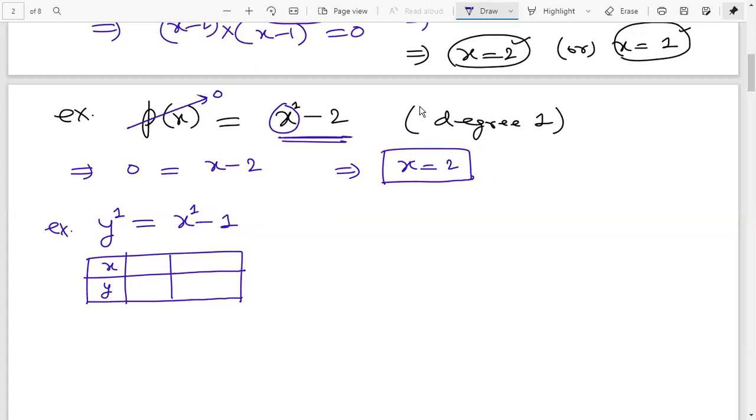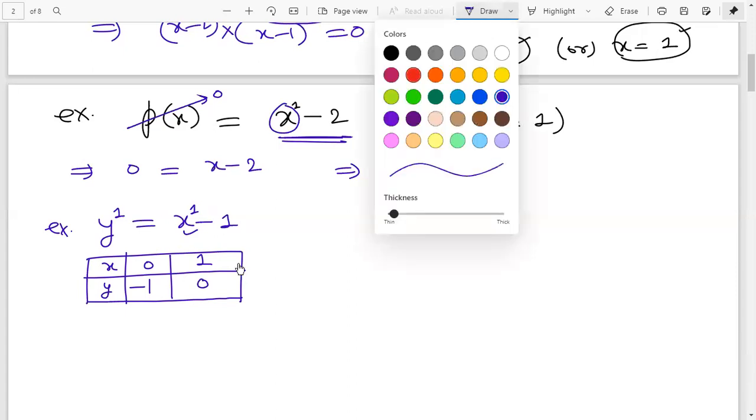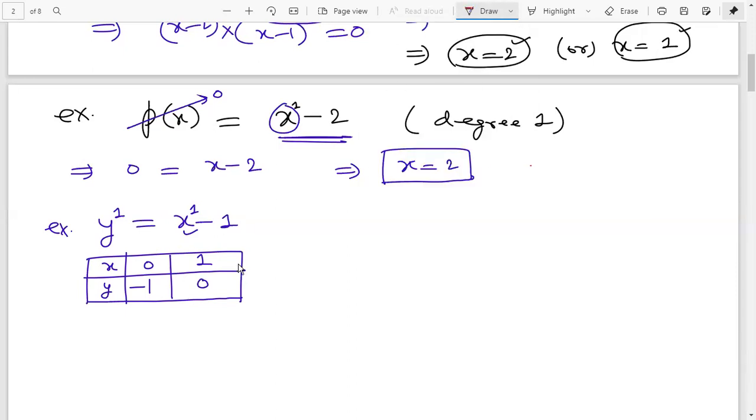Suppose we take x value first as 0. If you take x as 0, what will y be? 0 minus 2 is minus 2. And if you take x value 2, y will be 0, since 2 minus 2 is 0. First, x as 0, y will be minus 2. Second, x as 2, y is 0. Now we can draw this graph. So this will come like this.